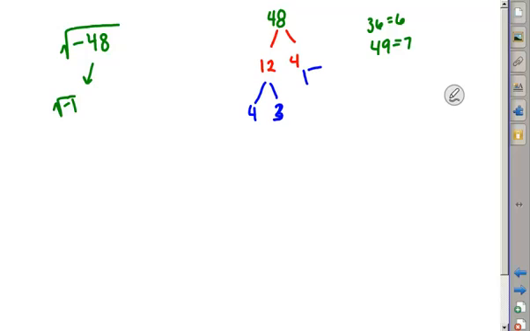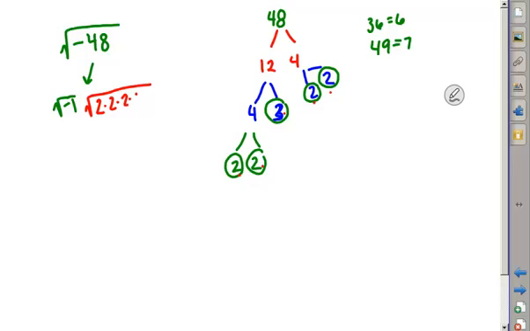This 4 breaks apart into 2 times 2. Again, we can break apart this other 4 into 2 times 2. So now we have prime numbers. Remember, prime numbers are numbers where they only have factors of itself and 1. So I can break negative 48 into the square root of negative 1 and the square root of 2 times 2 times 2 times 2 times 3.